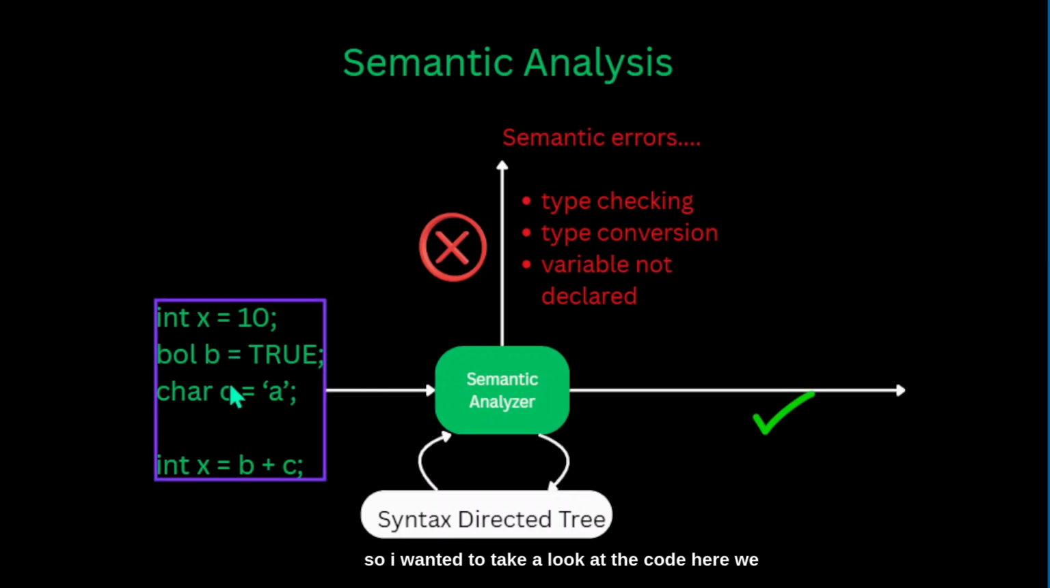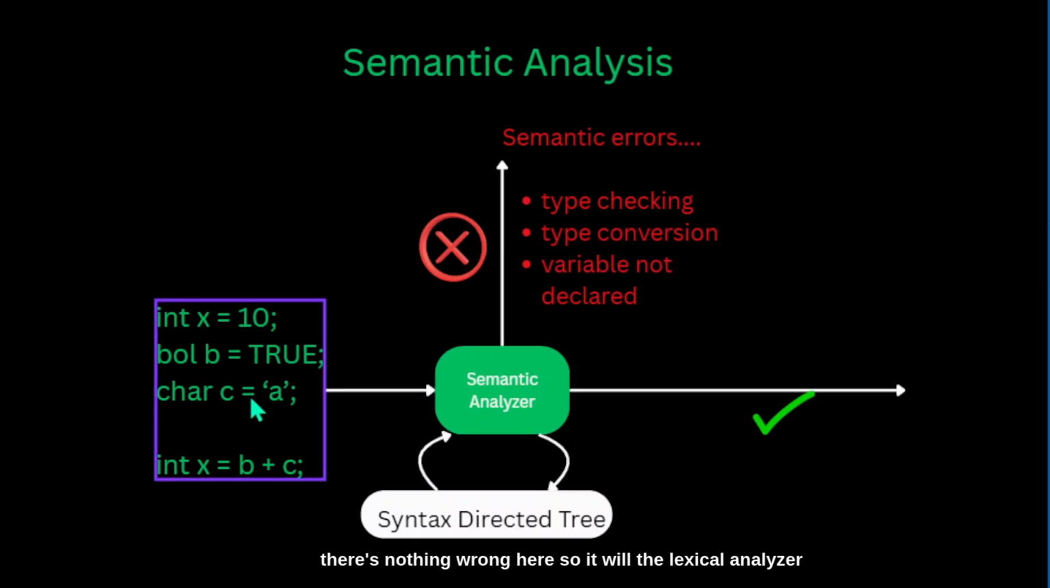Okay, so I want you to take a look at the code here. We see that this is syntactically correct, because this is an integer variable declared, boolean variable declared, and char variable declared, and they are initialized. Then they are adding x equals to b plus c. You might see what's wrong here, that you are adding b, which is a boolean variable, and c, which is a character. Let's assume that this will get converted into its ASCII value. Still, it is not compatible, but syntactically there's nothing wrong here.